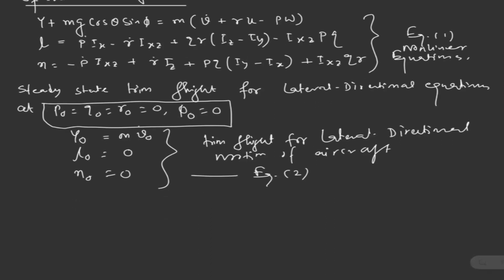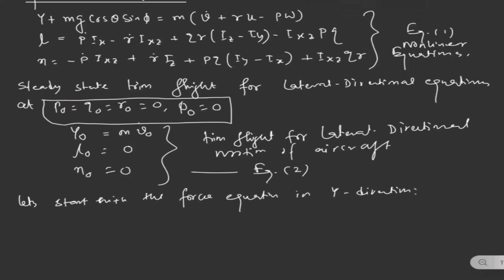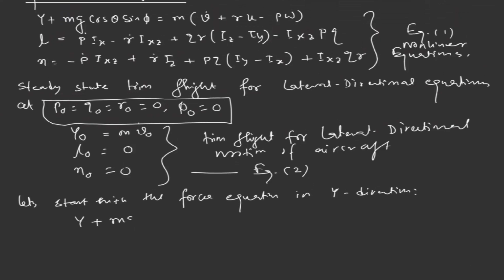But now we'll apply the perturbation to the different equations in equation number one, and we'll come up with a linear model of the individual equations, force equation and moment equations. Now let's start with the force equation along the y axis. Let us rewrite the force equation in the y direction: Y plus mg cos theta sin phi equals m into (v dot plus r u minus p w).